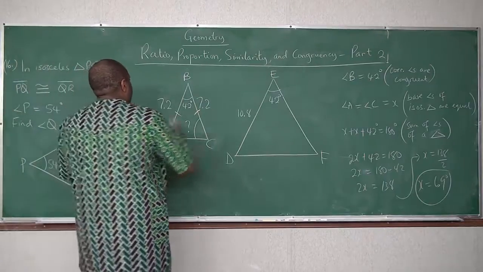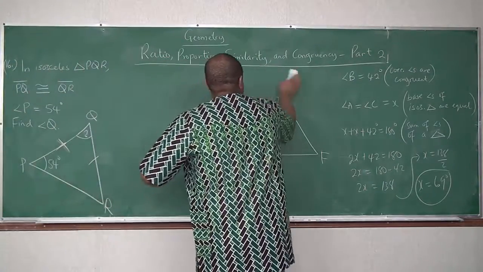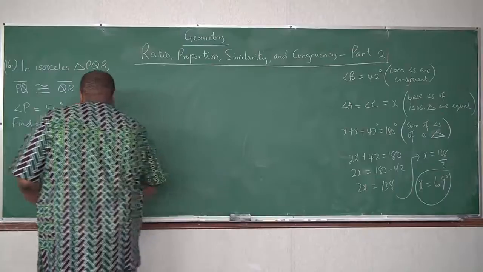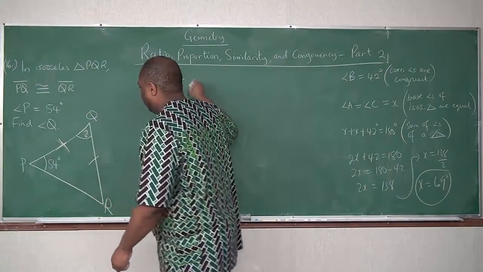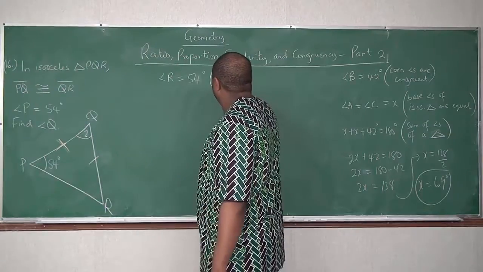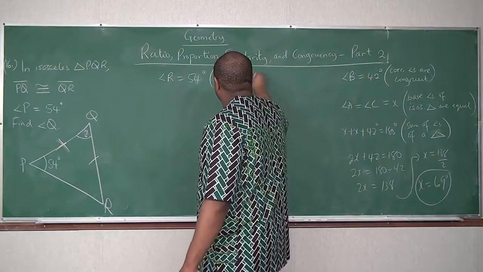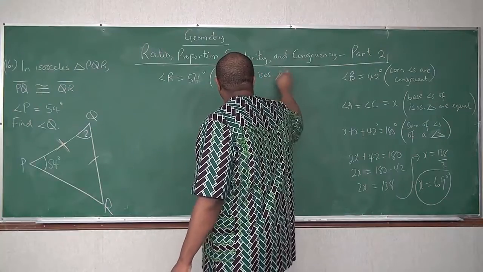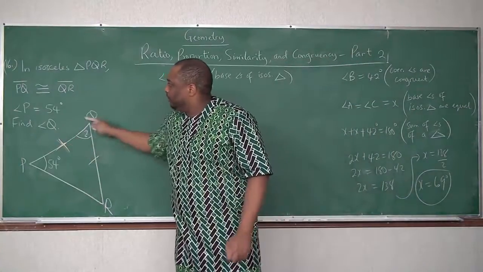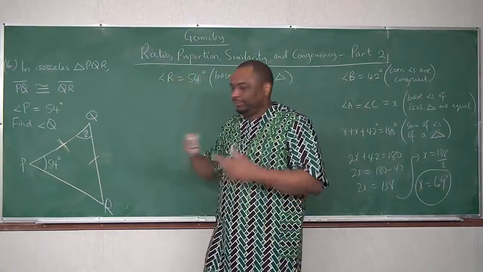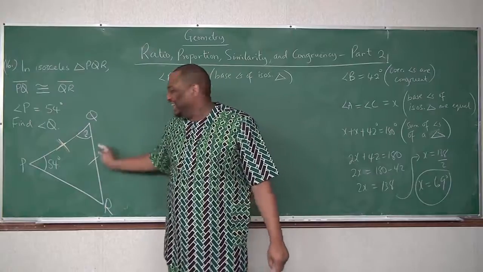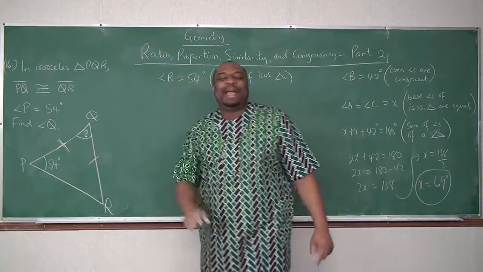But I would like you to write reason. Anything you do, you write the reason. So angle R is 54 degrees. Reason, base angles of isosceles triangle, because PQ is congruent to QR. I know I didn't draw it to scale, because this looks longer. I didn't draw it to scale.